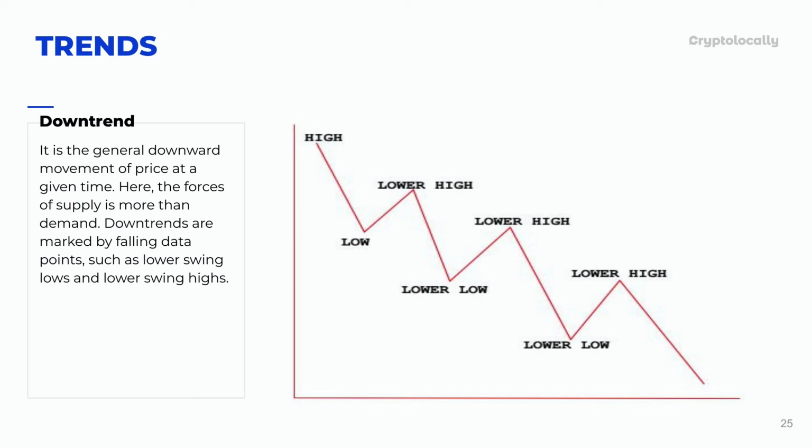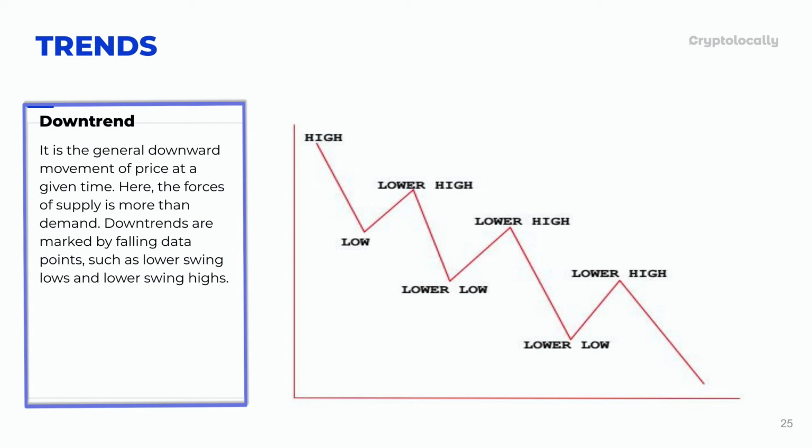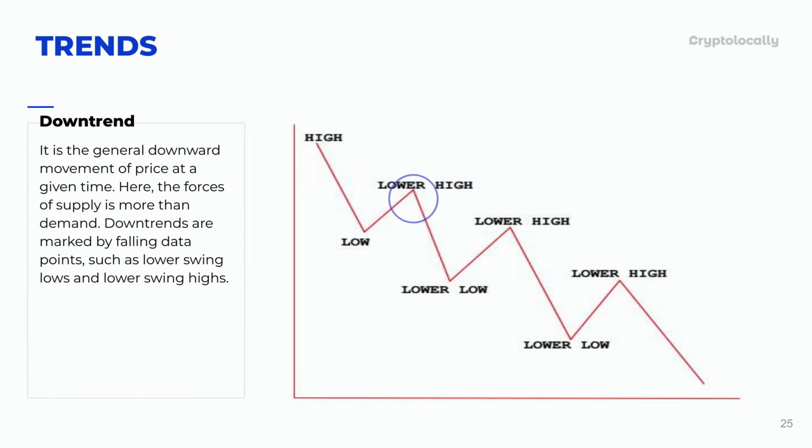Do you understand? So downtrends are marked by falling data points, which are what we discussed in the real life scenario, which are lower swing lows and lower swing highs. You can see them: lower high, lower low, lower high, lower low. This high must be lower than this high. This high must be lower than this high. This low must be lower than this low. This low must be lower than this low. It is that simple. So let's see another example in a real life scenario.